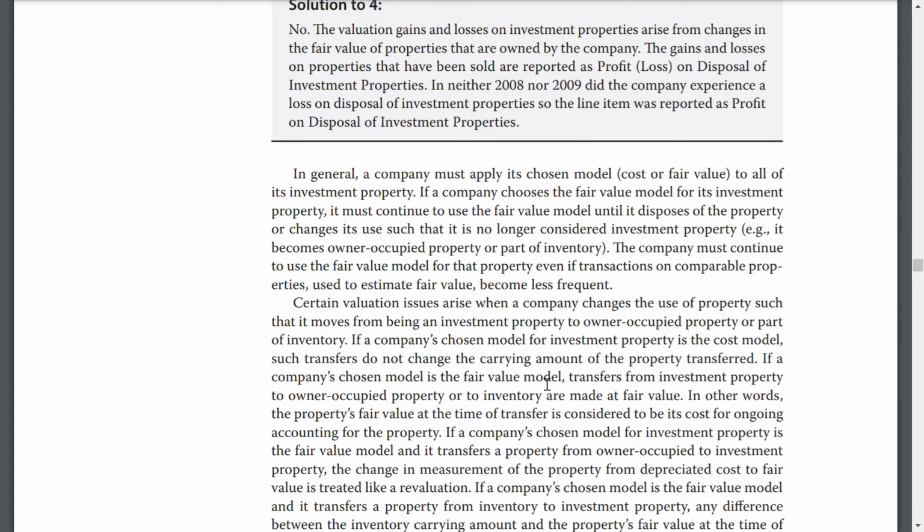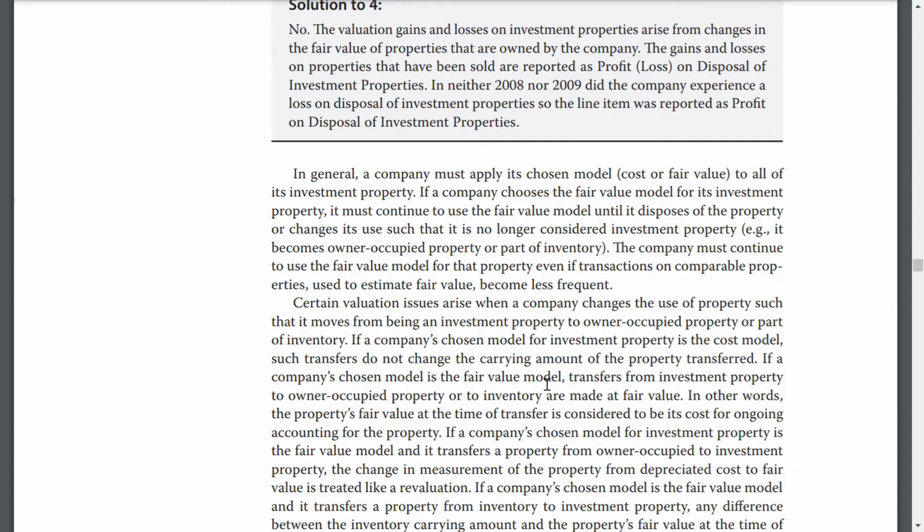If a company chooses the fair value model for its investment property, it must continue to use the fair value model until it disposes of the property or changes its use such that it is no longer considered investment property. The company must continue to use the fair value model for that property, even if transactions or comparable properties used to estimate fair value become less frequent.